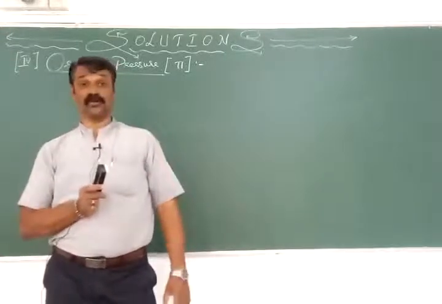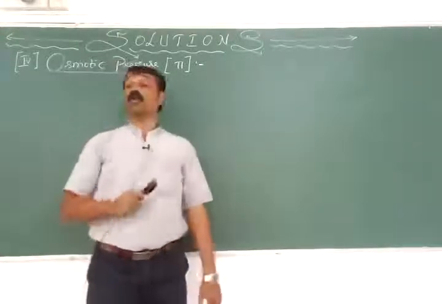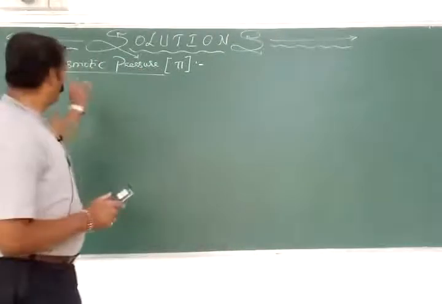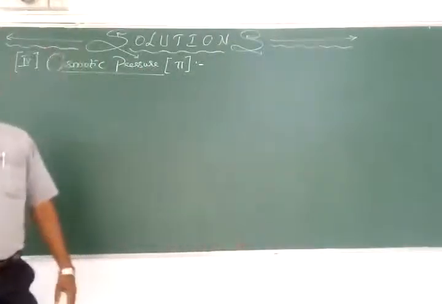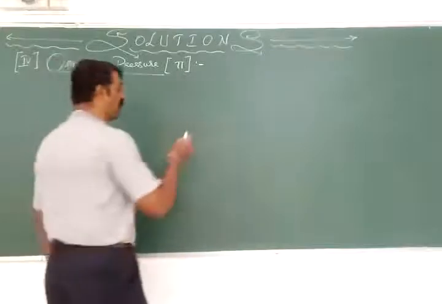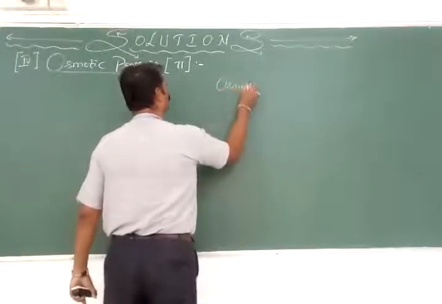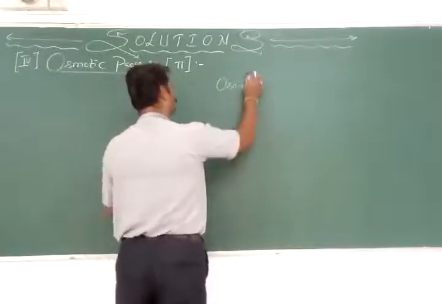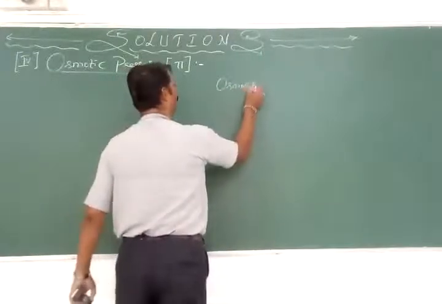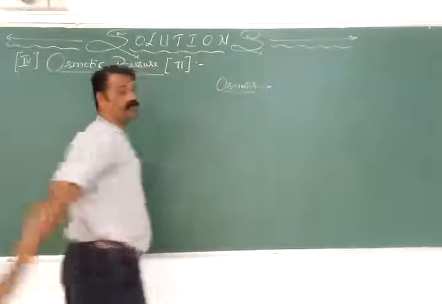Okay. So now we will move on to the fourth colligative property, called the osmotic pressure. Before moving to osmotic pressure, let's have a clear idea of what is osmosis. What is osmosis?